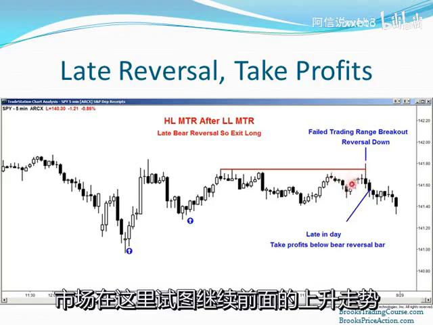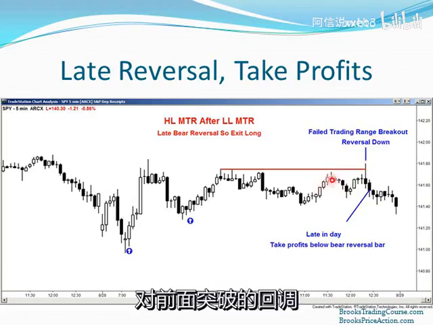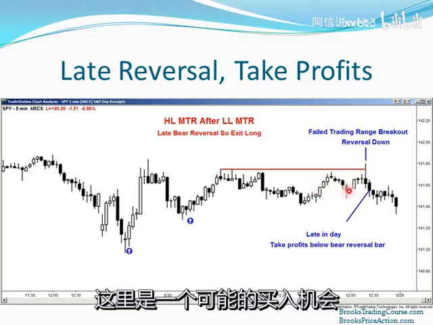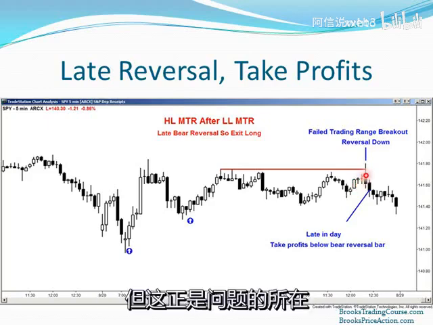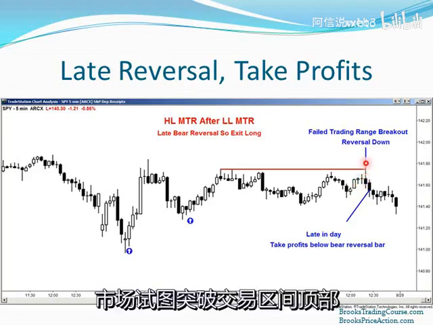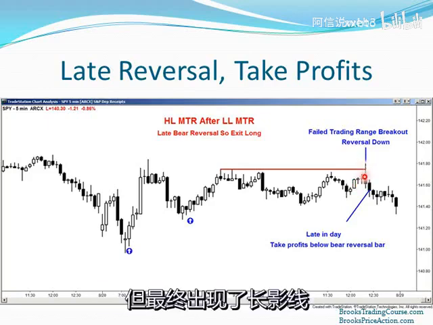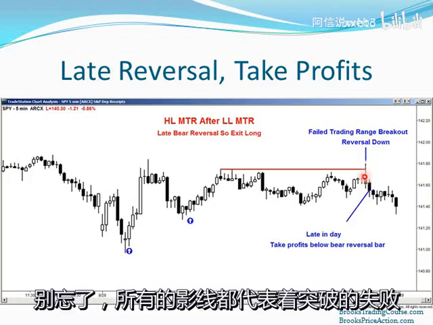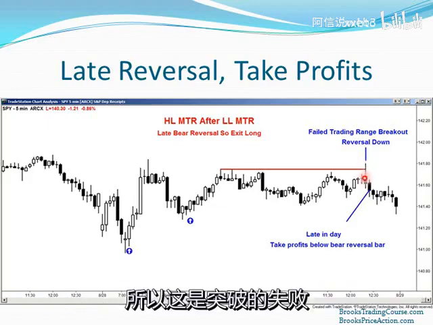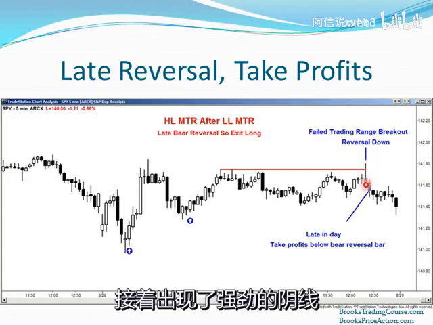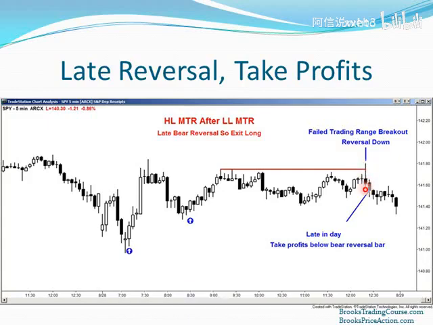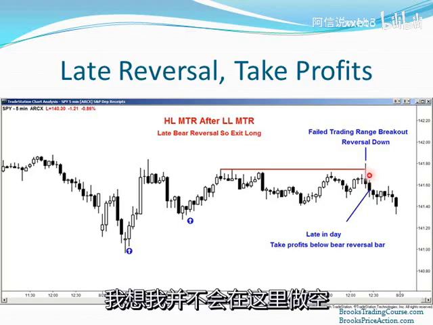We tried to resume up here. This is a pullback from this breakout, so a potential buy here, but to me this is a real problem. We tried to break out of the trading range, and we have a big tail. Remember, every tail is a failed breakout of something. So we have a failed breakout and then a strong bear body outside down. I don't think I would go short.